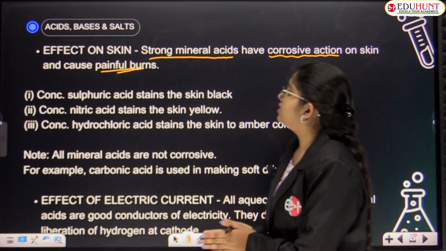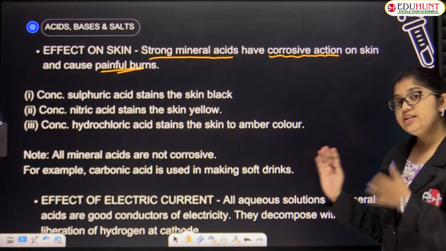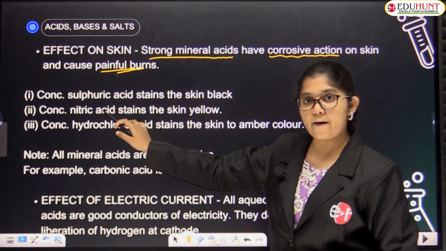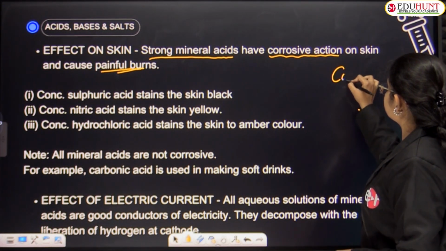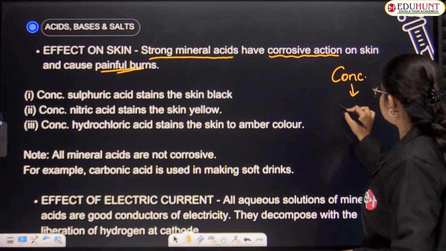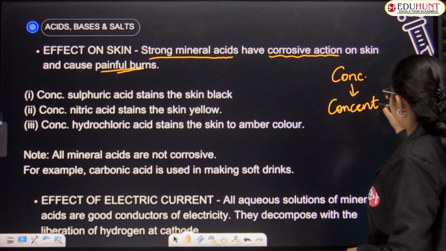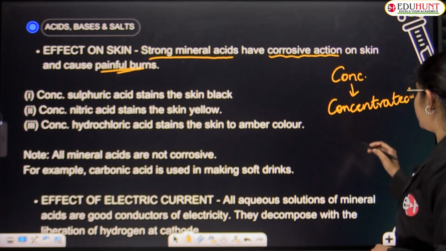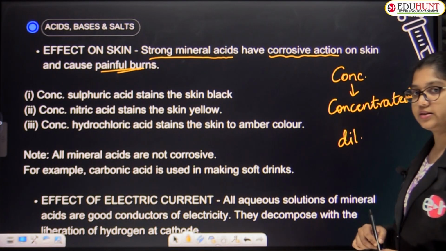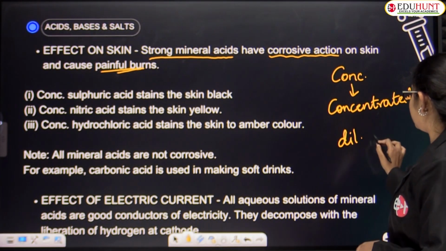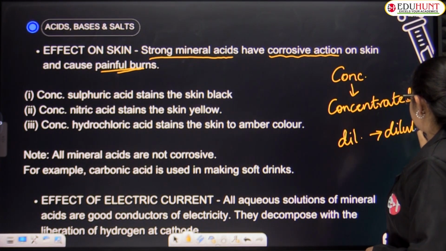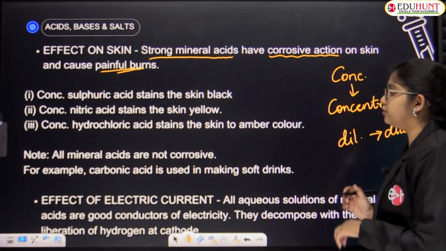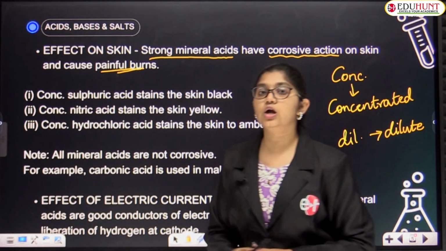Okay children, enough. So we have specific indications of the colors here also. Listen, CONC dot, what does that mean? It is called concentrated acid. Very good. Concentrated acid means what? More amount of acid, less amount of water. Very good. If it is written DIL dot, what does that mean? It is called dilute acid, which means more amount of water, less amount of acid. Very good.